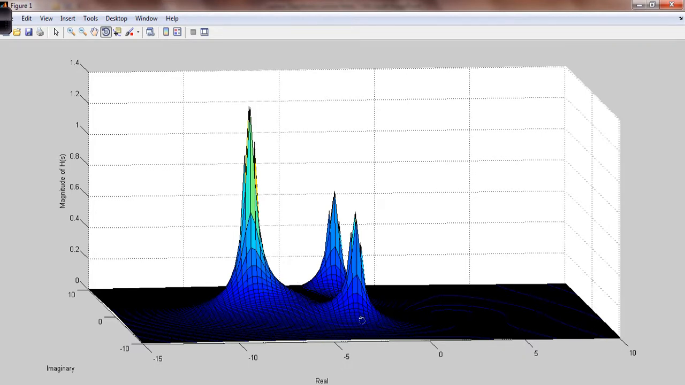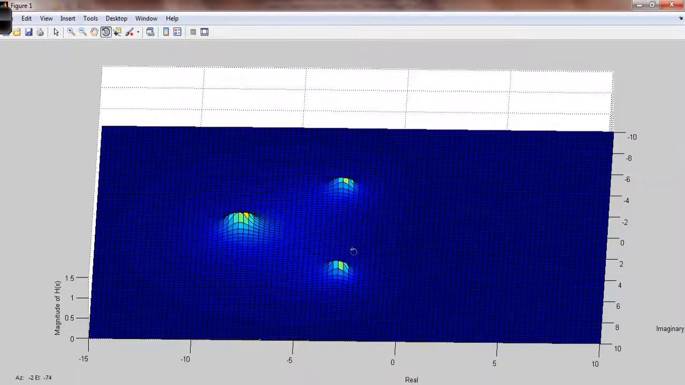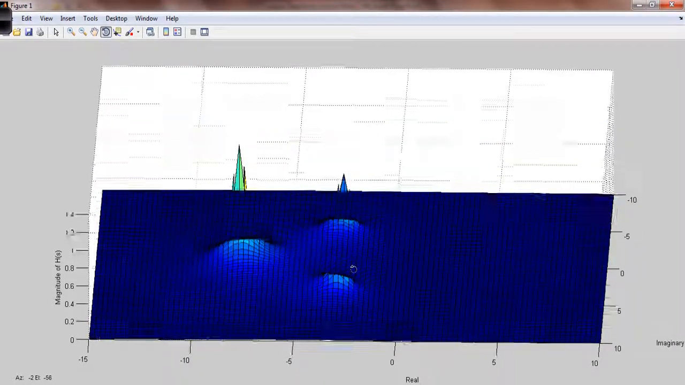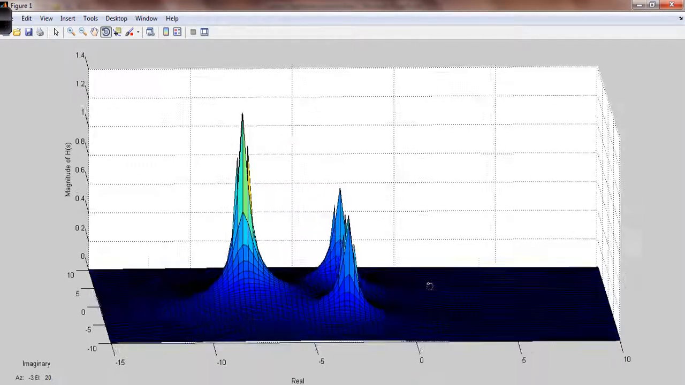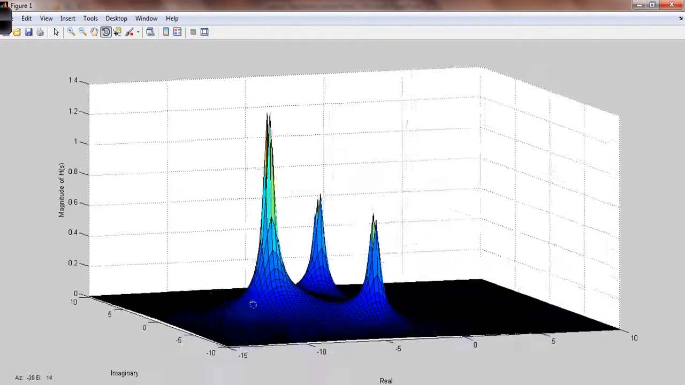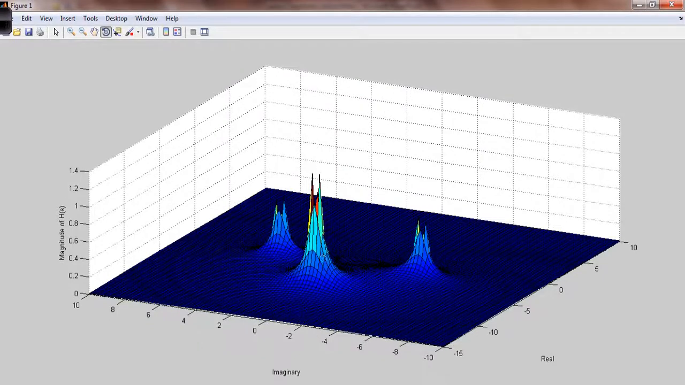It's as though you had taken tent poles and placed them underneath this surface at the points where the poles of the function exist. Thus the name for poles. And you can see that this one exists on the real axis, a single pole. These two exist off of the real axis and come in complex conjugate pairs.